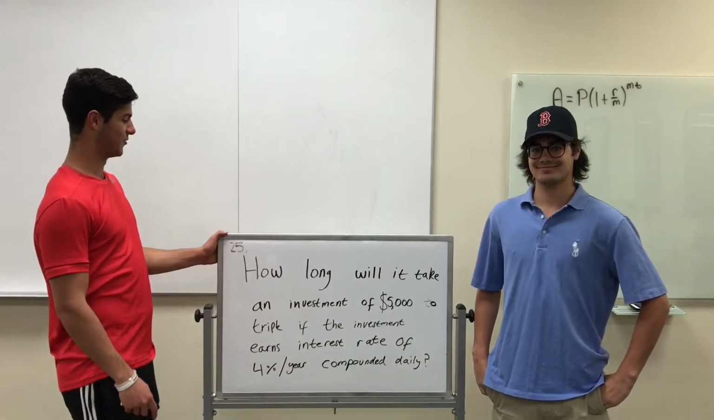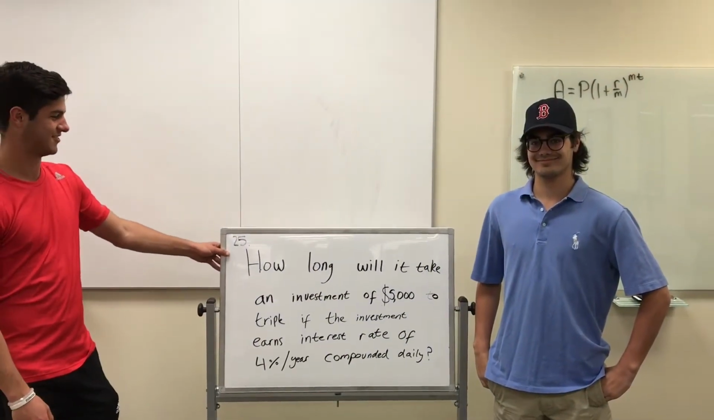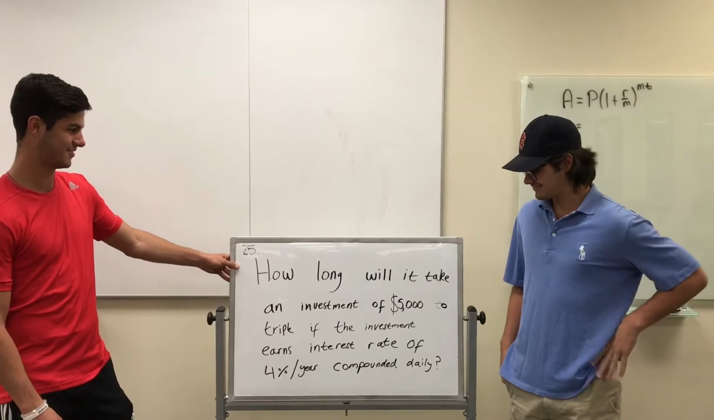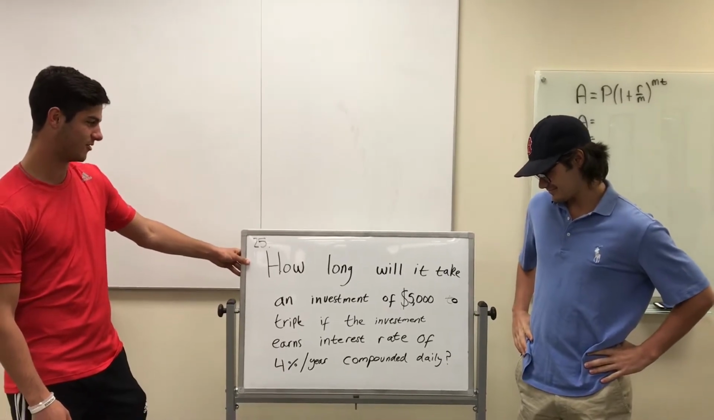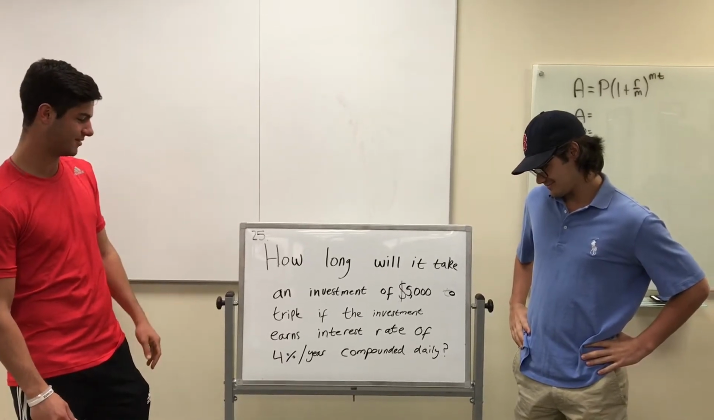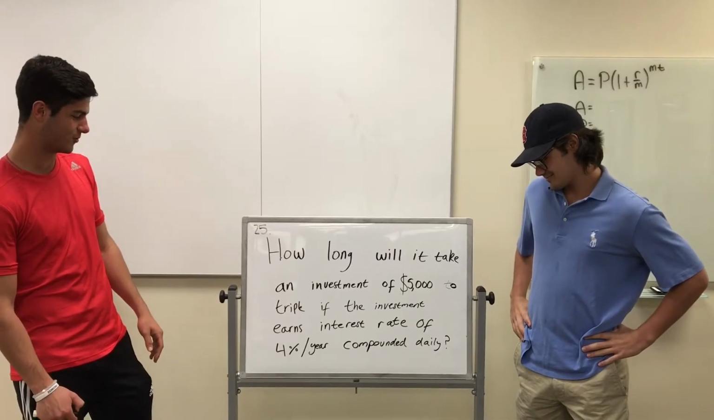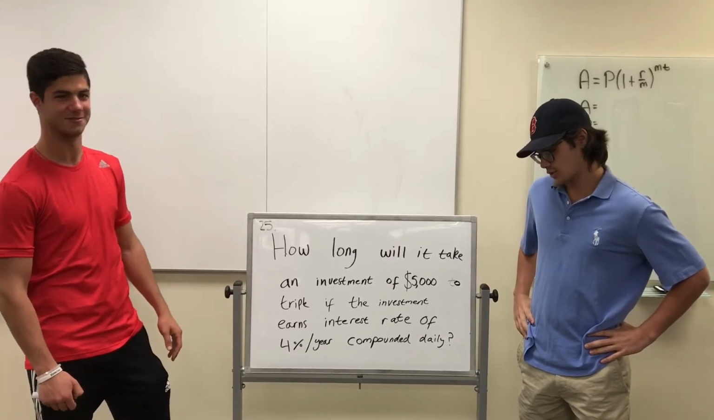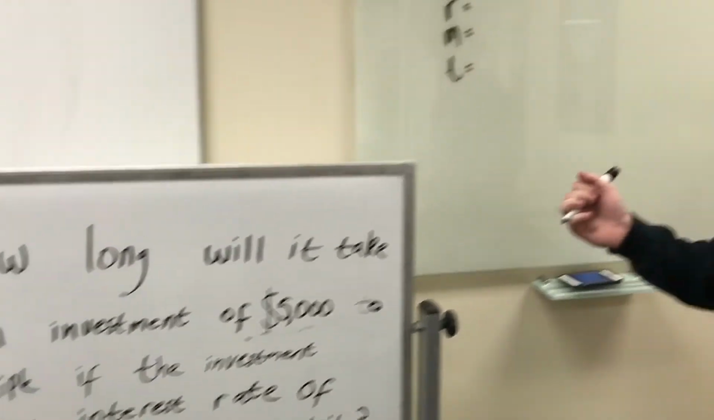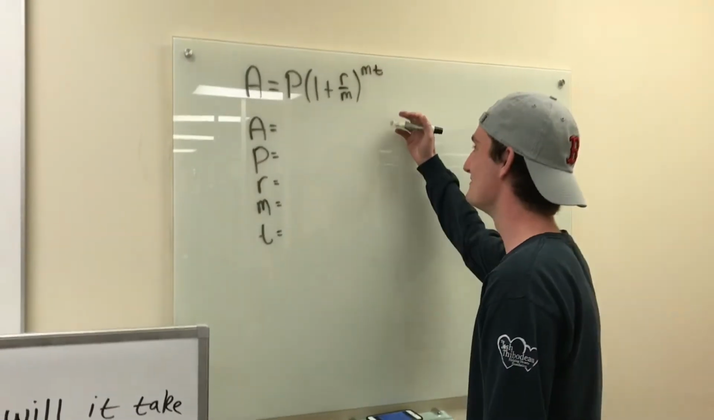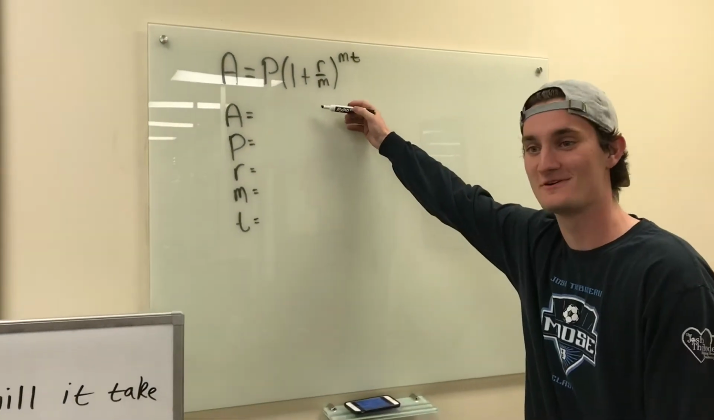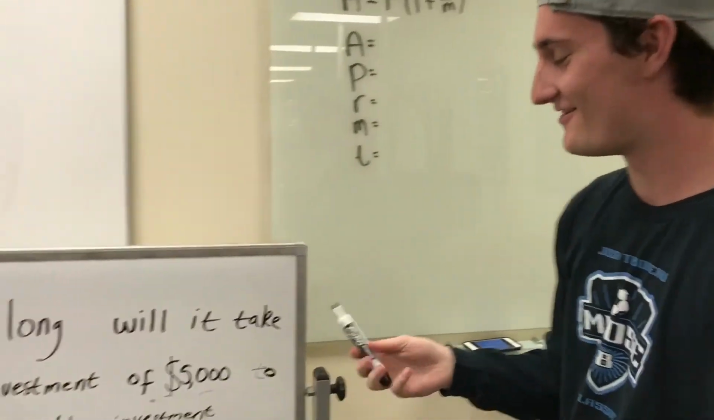So for our first example, we're going to do question number 25. How long will it take an investment of $5,000 to triple if the investment earns an interest rate of 4% a year, compounded daily? Okay, in order to solve this problem, we need to use the compound interest formula. So first we need to define our variables.